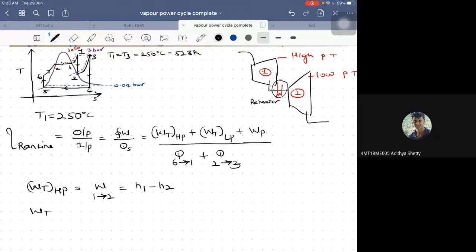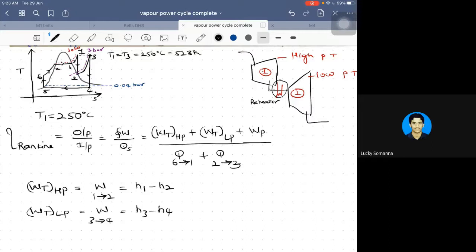Now, the work of the LP turbine. Low pressure turbine expansion happens from 3 to 4. Very good. It's from 3 to 4, which is here. Correct? Now, that is equal to H initial minus final. So it is H3 minus H4. H3 minus H4. Very good.